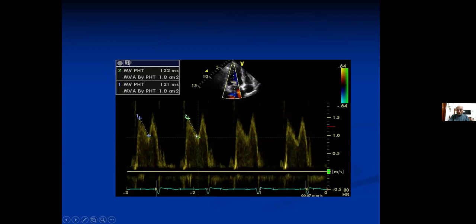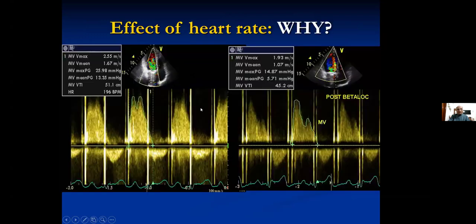And as you see the effect, as I told you, this is not a good tracing. Tachycardia has an effect on the mean gradient because tachycardia reduces the diastolic filling time. And when the diastolic filling time is reduced, the LA pressure has to increase to fill the ventricles.